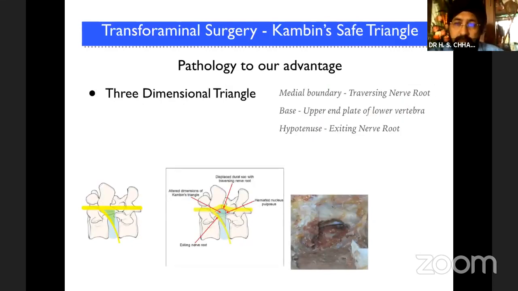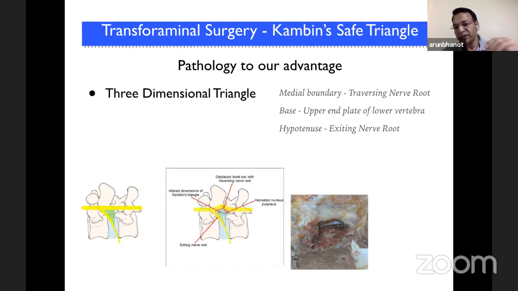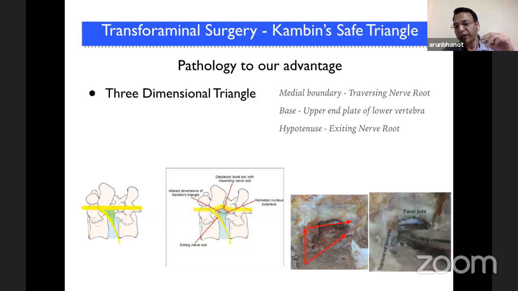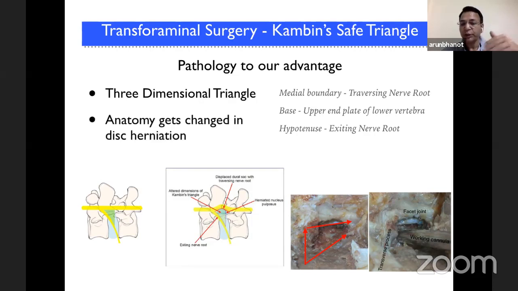Just to understand the concept of how it is safe: the intervertebral foramen has the exiting nerve root, which is lying in the superior half of the foramen, and the inferior half is free, which houses the Kambin safe triangle. The name itself tells that it is a safe triangular three-dimensional area which is bounded medially by the traversing nerve root. The base is formed by the upper end plate of the lower vertebra, and the hypotenuse is formed by the exiting nerve root. And this is how we can introduce our endoscope or the tube below the exiting nerve root very safely. The disc herniation also works to our advantage, because it pushes the thecal sac and the nerve root further dorsally, thus increasing the anteroposterior dimension of the Kambin safe triangle. So we can exploit this aspect to introduce our needle in this part of the herniation as shown here.